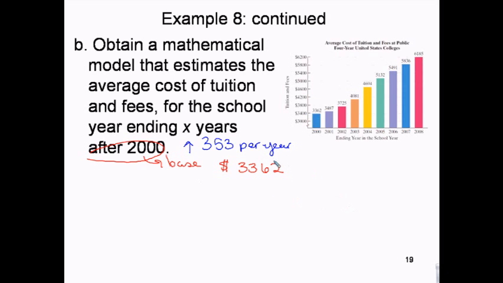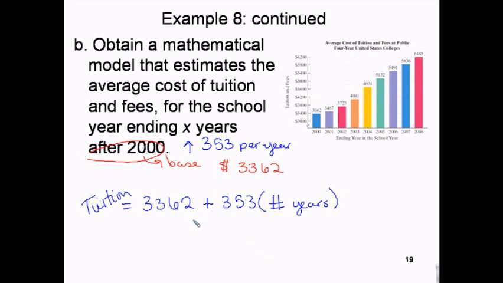And then if we wanted to know after 1 year, we'd add $353. And then if we wanted to know after 2 years, we'd add 2 353s. And then if we want to know 3 years, we'll add 3 353s, right? So it'd be easier to just do times 2 or times 3, times the number of years, right? And this will be the tuition. So the tuition will be 3362 plus 353 times however many years that is.